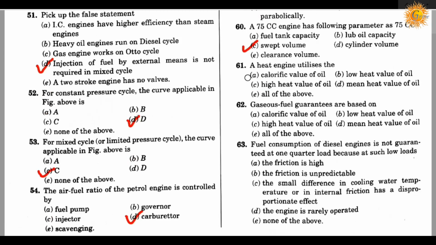Question number 61. A heat engine utilizes: option A, calorific value of oil; option B, low heat value of oil; option C, high heat value of oil; option D, mean heat value of oil; option E, all of the above. So the correct answer is C, the high heat value of oil.